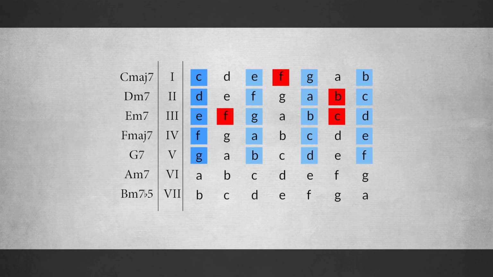The avoid note for the dominant chord, G7, is the 4th, and that's the note C. And the avoid note for the 6th degree, A minor 7, is the minor 6th, the note F. And the avoid note for the half diminished chord on the 7th degree, the B minor 7 flat 5 chord, is the minor 2nd, the note C.